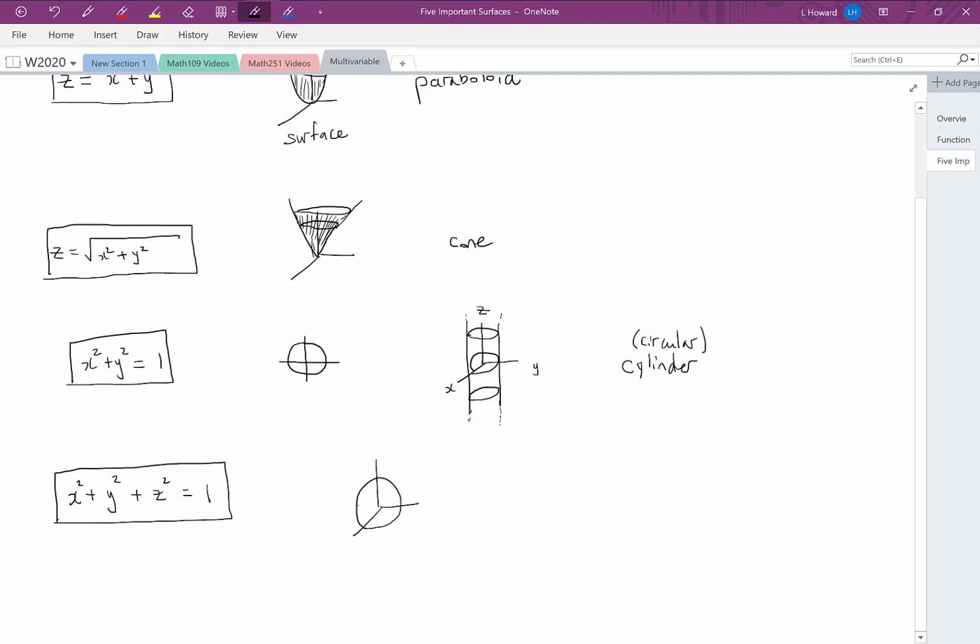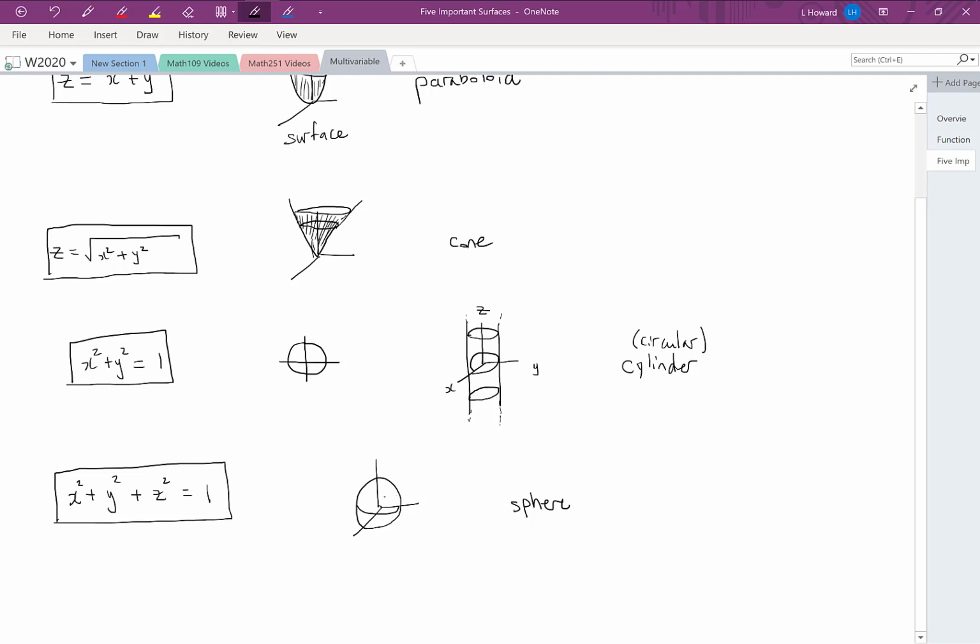So a quick way to draw that, I usually just draw a circle and then put a curvy arc on here just to show a bit of perspective. So we'll write down the name. That's a sphere of radius 1, centered at the origin. So that's another good one to know.